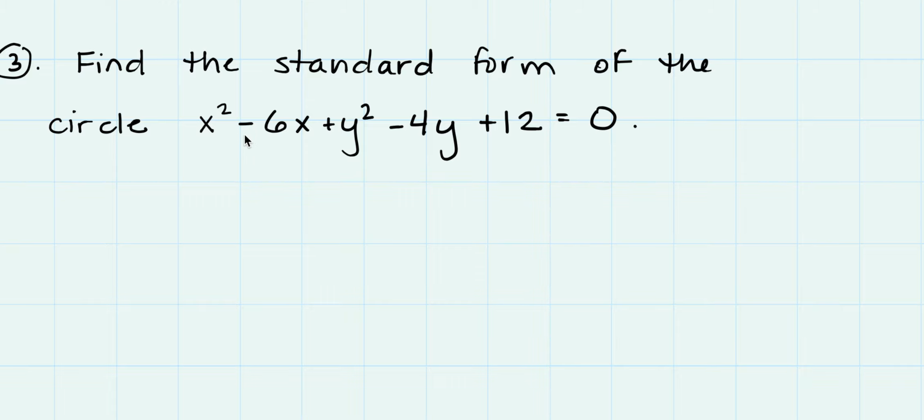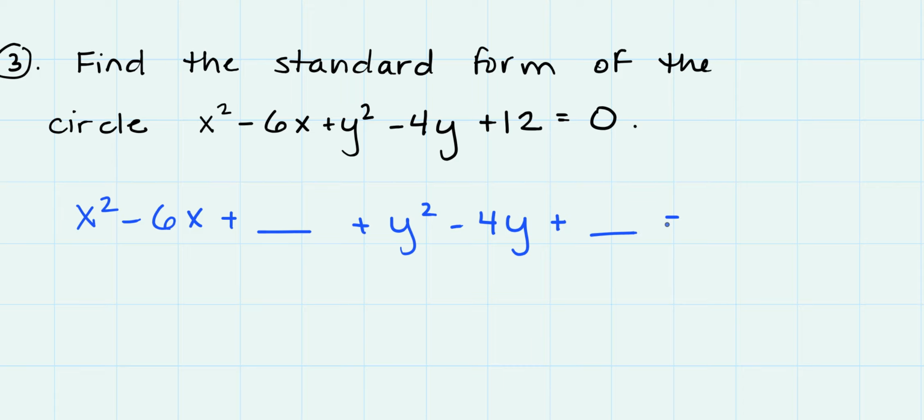Okay, so let's move this 12 to the other side. That's step 1. So we get x squared minus 6x, and then after this x, I'm going to put a plus and a blank. Then y squared minus 4y, plus a blank, and then we have a negative 12 here.